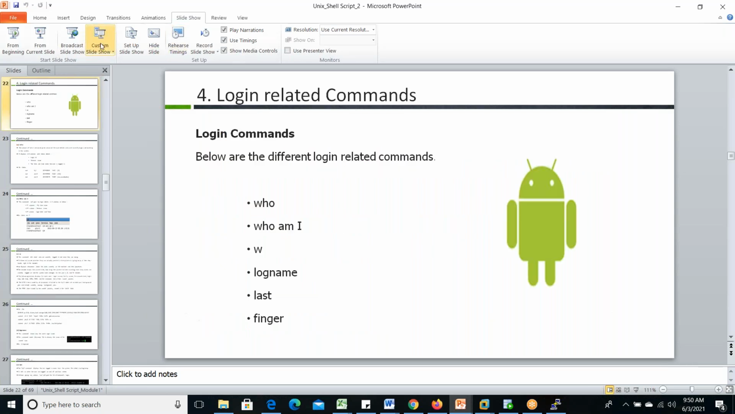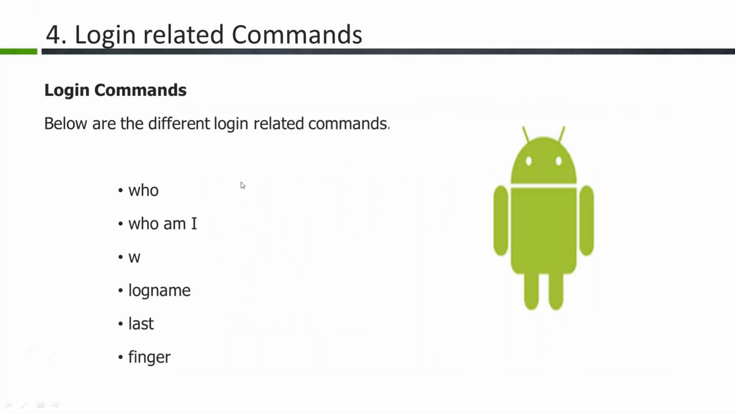Next is login related commands. There are 6 commands available related to login: who am I, w, logname, last, finger. Okay, so who will display who is currently logged into the operating system. All those details it will display.